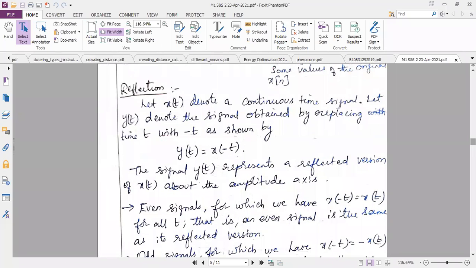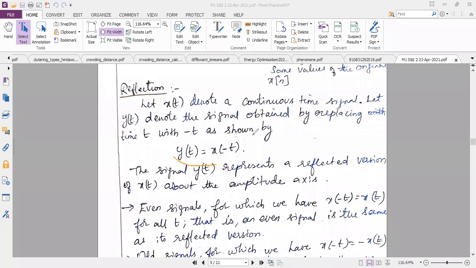The next operation which we perform on the independent variable is reflection. You can see the title, this is reflection. So in reflection, I have x of t, which is a continuous time signal. Then my y of t is nothing but a reflected signal. So how will I get y of t? It is obtained by replacing t in x of t with minus t. So originally in x of t we have t as the variable. If I replace that t as minus t, then I will get the reflected version of the input signal x of t.